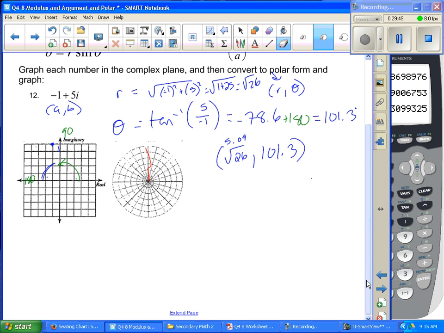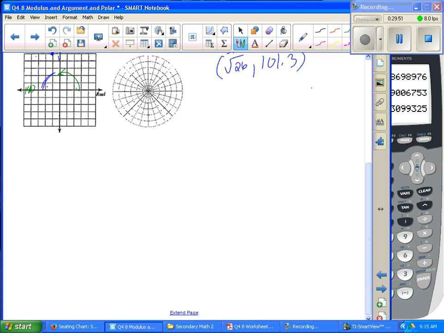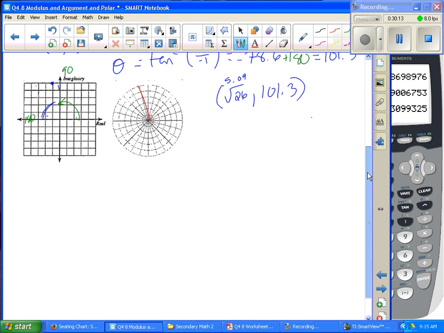Sorry, I can't even draw a straight line on my board. But you put in about where the angle is. And then once you have about where that angle is, and I just draw it as a straight line, what the R tells you is how many circles out you need to be, because each of those circles is 1 radius. Since root 26 is about 5.09, I need to be just a little bit past the 5th circle.